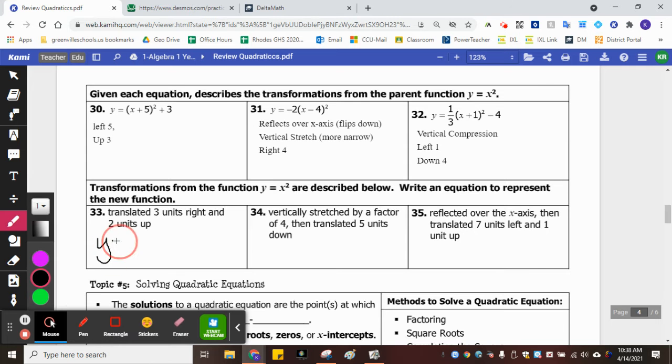So y equals x squared. Inside is left and right. So that's 3, opposite of what you think. Right is negative, left is positive. Outside is up and down, exactly how you think. So up 2.